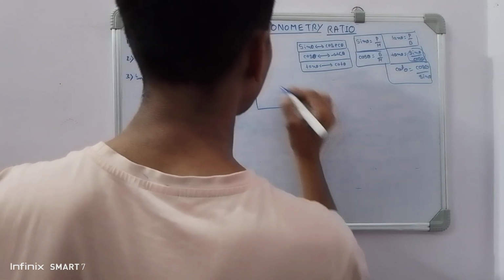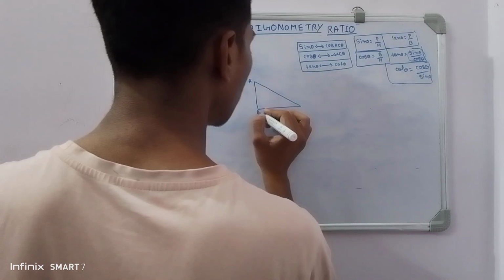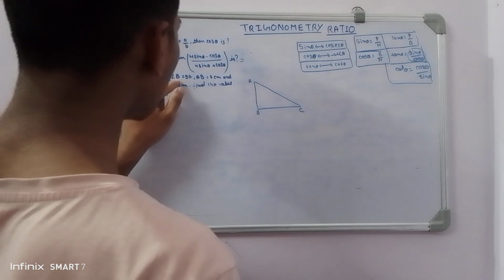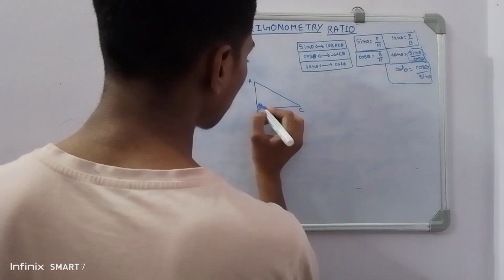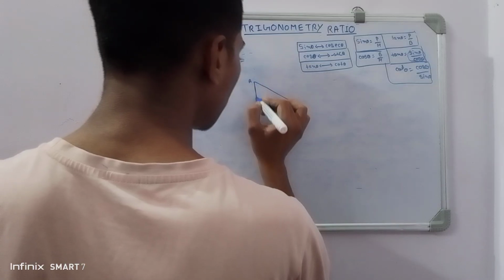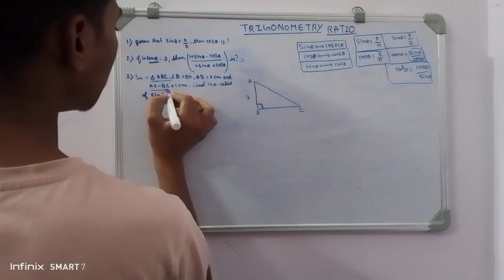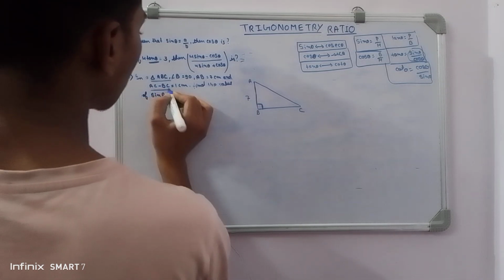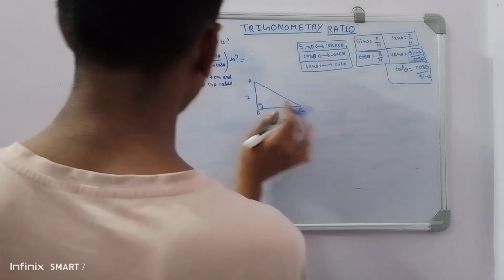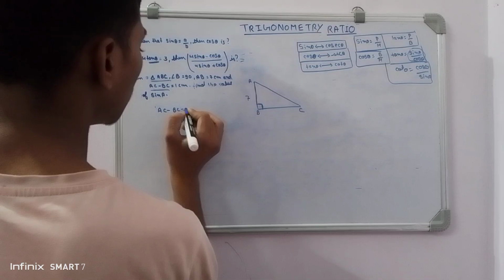Like this, we have to make a triangle named A, B, and then C. We are given that in triangle ABC, angle B is 90 degrees. Now AB is 7 centimeters. That means the length of AB is 7 centimeters, and AC minus BC is equal to 1 centimeter. That means this one minus this one is 1 centimeter.